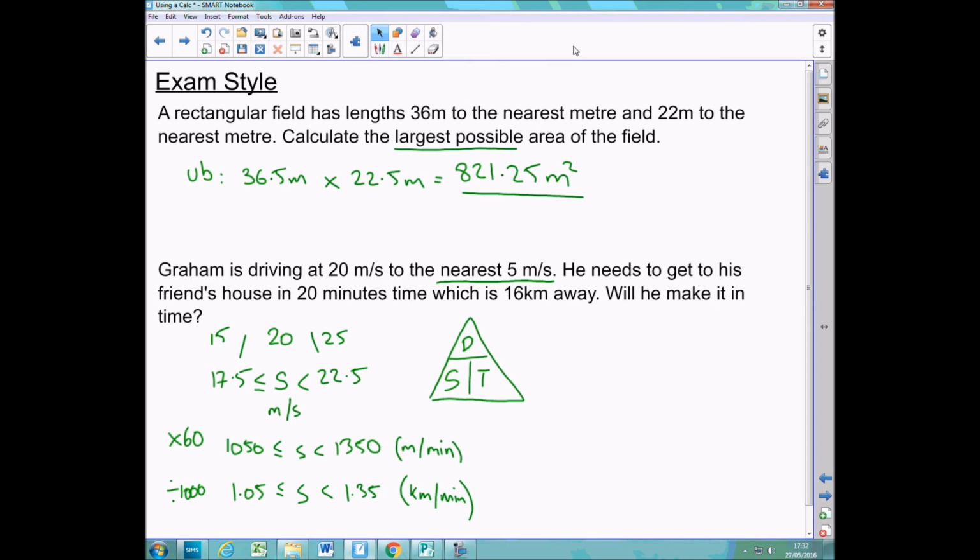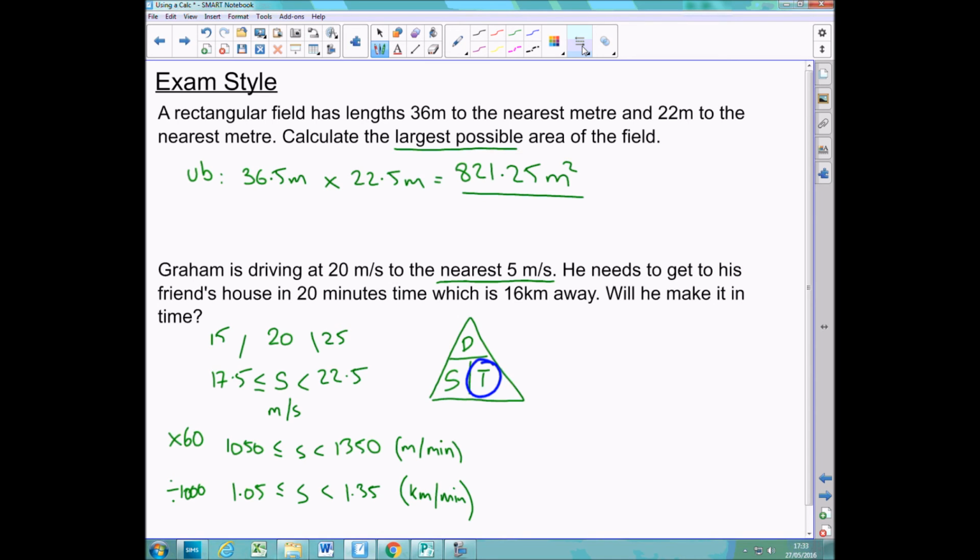So we're asked whether he'll make it in time. If we calculate the time here by doing distance divided by speed, we can see whether it is above or below 20. In this case, we want to find the upper bound of the time. We want to find the longest possible time he could take, because if that is less than 20 minutes, then he's definitely going to make it in time.